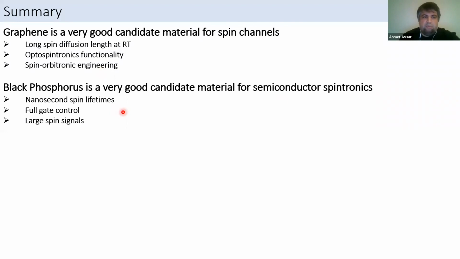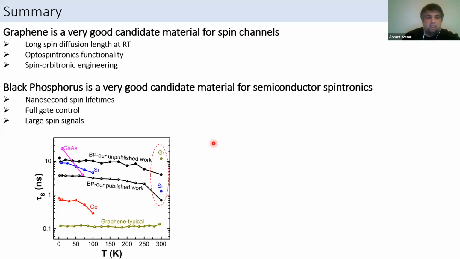In the case of black phosphorus, this is very good for semiconductor spintronics. So you can control the spin transport properly with the gate voltage. We see a very large spin signal. So this could mean that for these non-local spin transfer torque studies, black phosphorus could be considered, and lifetimes are quite nice. So here I am trying to compare the spin lifetimes measured in many interesting materials.